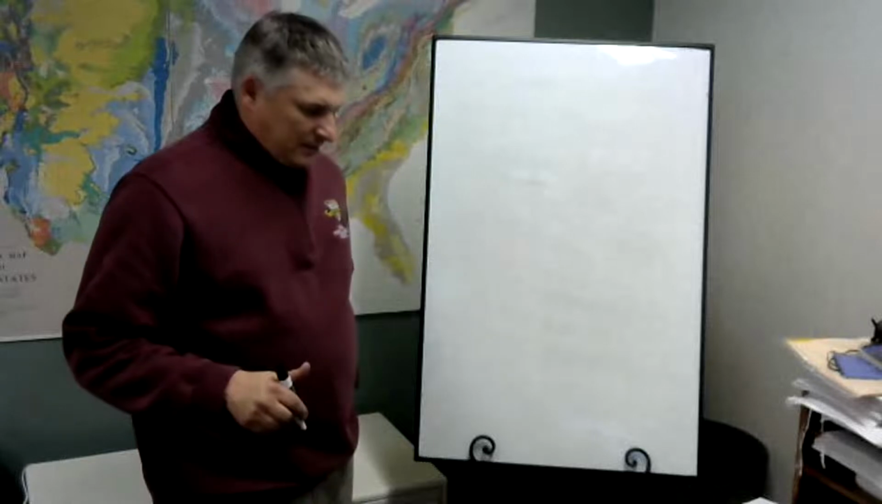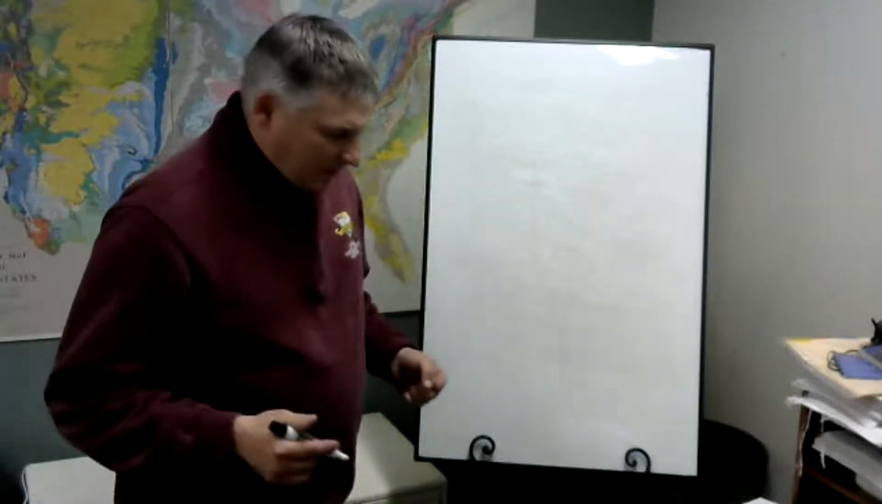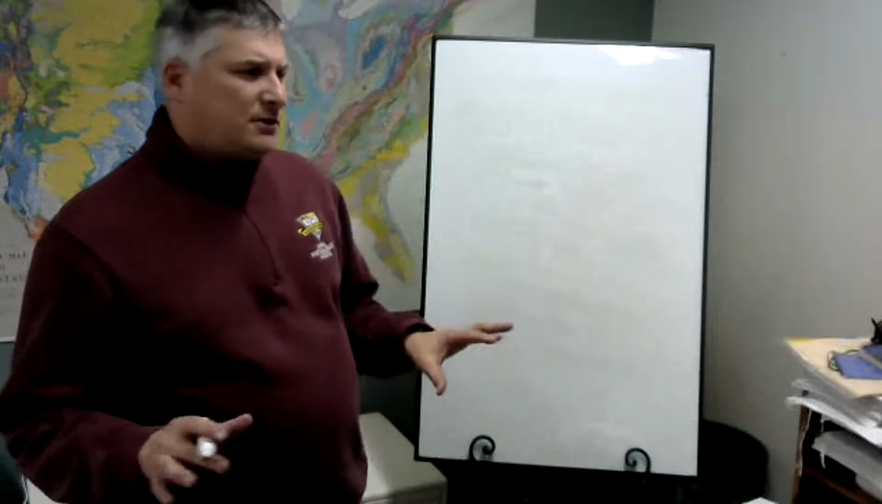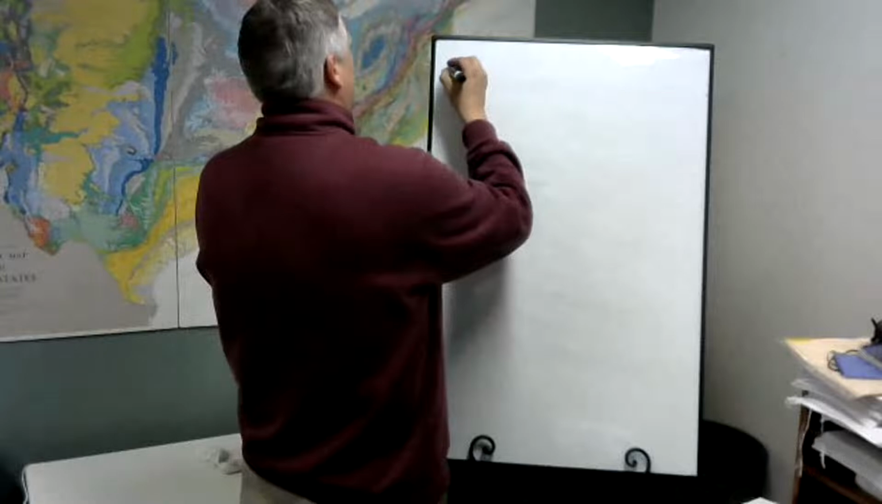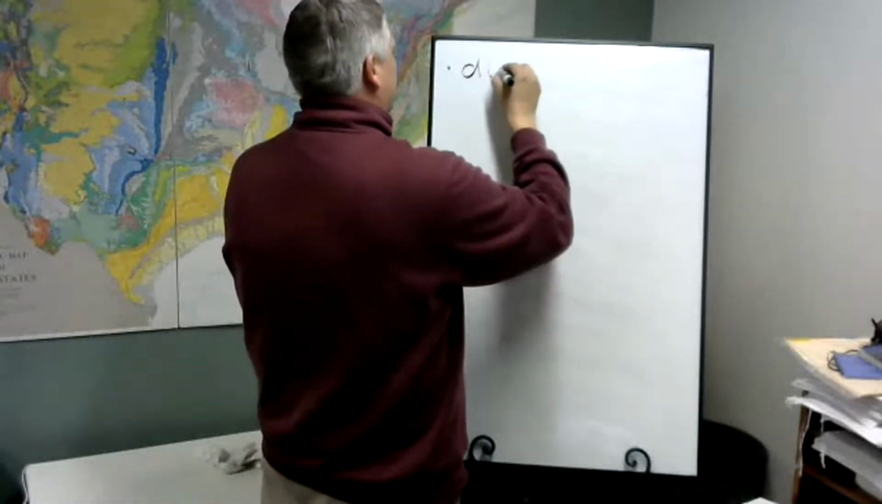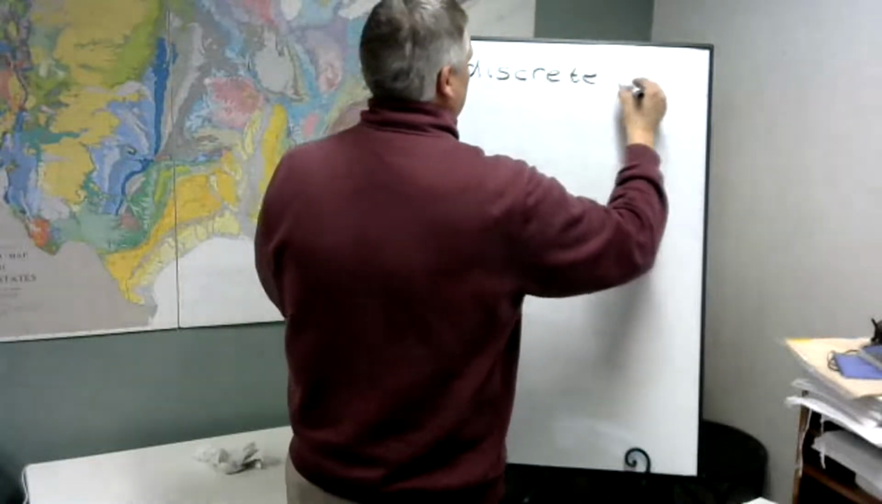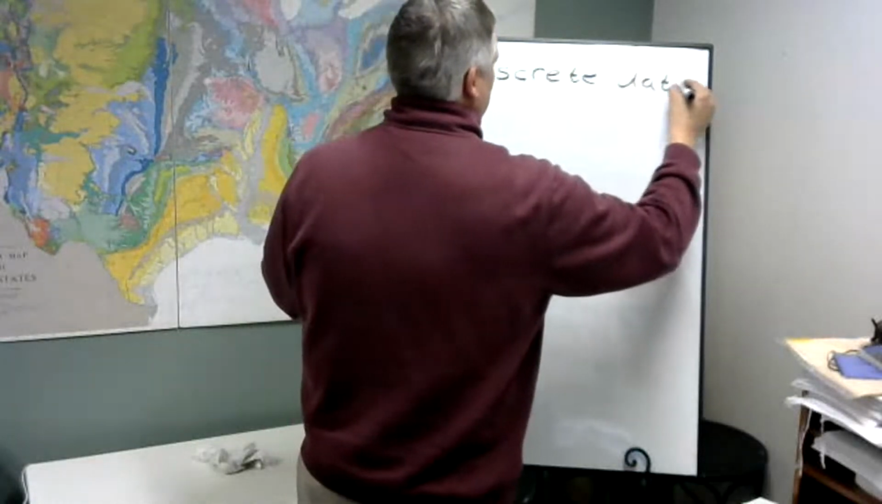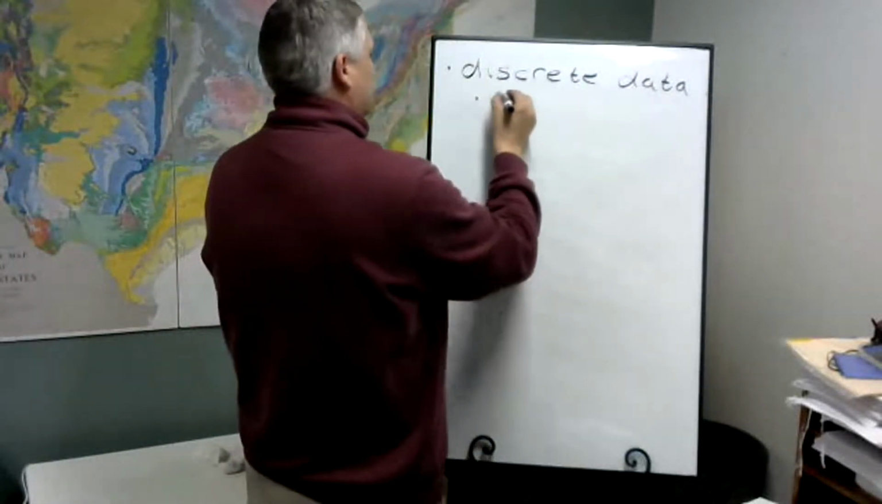So two other sort of comparisons that we make with data. And this might be a little confusing, especially when we talk about decimal numbers. Discrete versus continuous. So first off, discrete. So discrete data is countable.